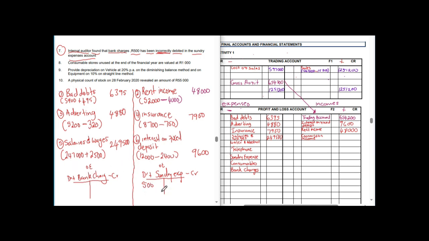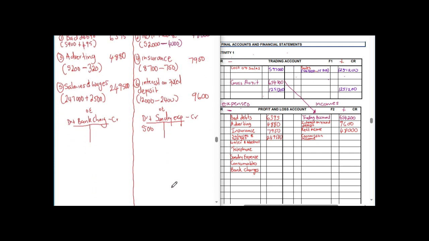So that is the scenario. This is what happened during the year. So guys, what needs to happen? We need to correct the error. So how are we going to correct the error?